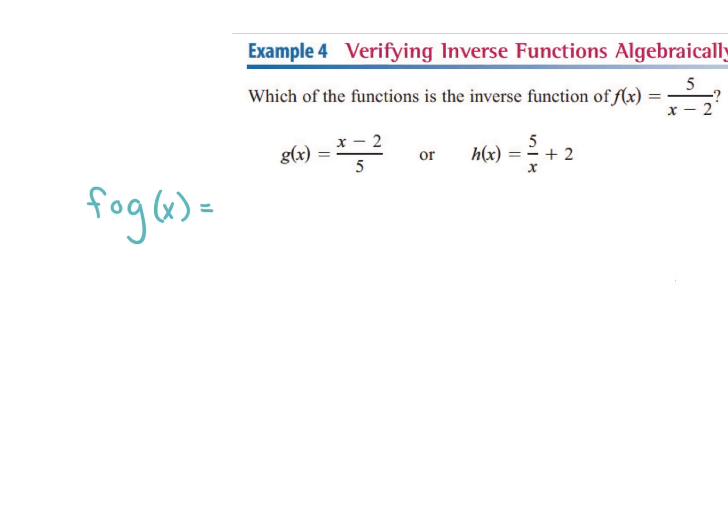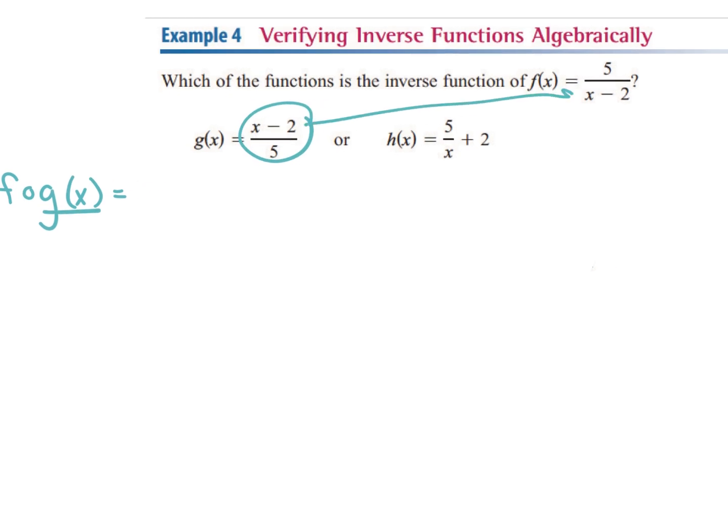So to find f of g of x, what's on the inside here? G. So we're going to pick up g and we're going to put that into the x in f of x. So we have 5 over g of x is x minus 2 over 5 minus 2.